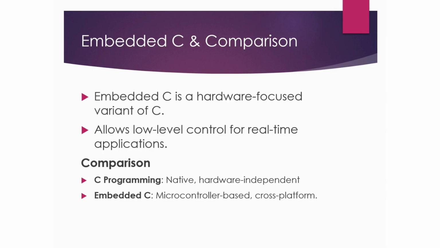Embedded C. So Embedded C is a hardware-focused variant of C, allows low-level control for real-time applications. When comparing it with the C programming, C is a native development in nature which is hardware independent, and it is usually used for desktop applications, OS, and PC memories, whereas Embedded C is more of a cross development in nature dependent on hardware architecture used for limited resources like RAM, ROM, and input-output peripherals on embedded controllers.